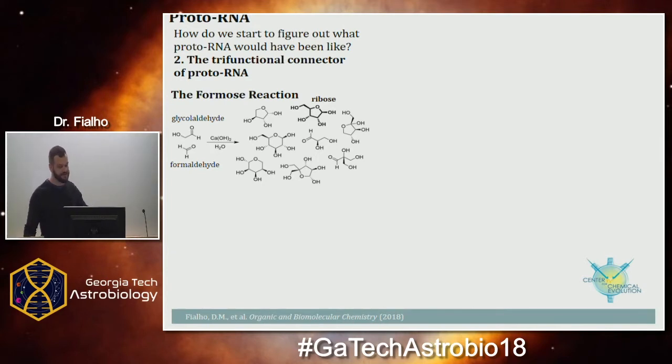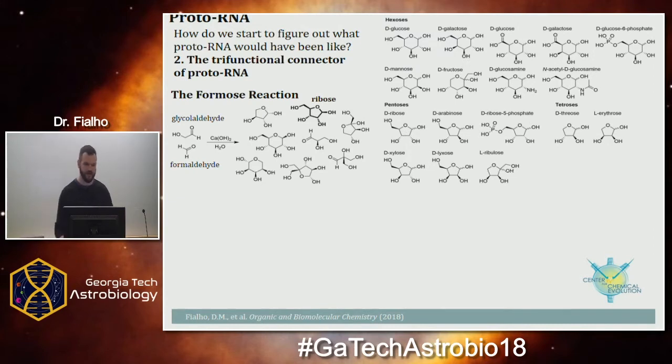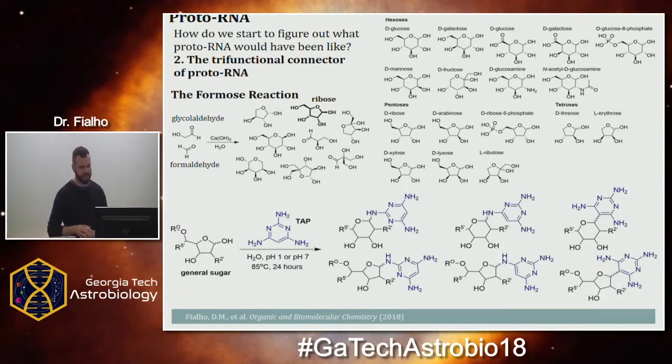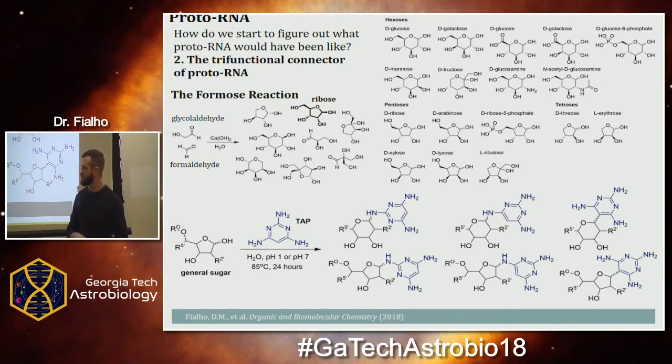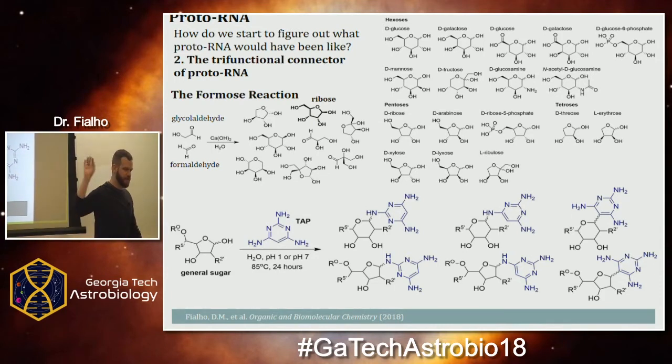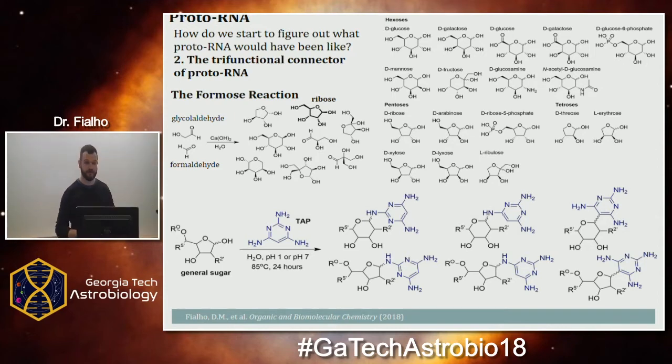So we decided to test a set of other sugars to see what the reactivity with a non-canonical nucleobase would be. This is the set we chose. We have pentoses, tetroses, hexoses with different chemical properties. And the basic reaction that we did was to take the sugar, react it with triaminopyrimidine either at neutral or acidic conditions, and you can get a variety of products, and we would monitor all this by NMR.